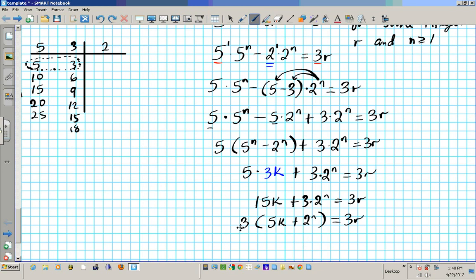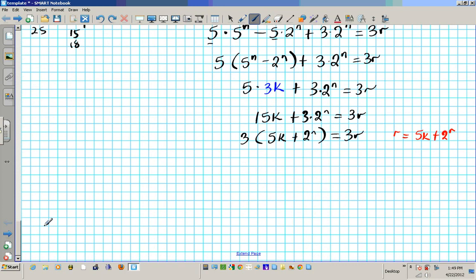Alright, if I divide both sides by 3, we can clearly see that r is equal to 5k plus 2 to the n. Okay, if I divide these two by 3, you see that this is equal to that. Okay, so let's make the obvious substitution, and we can wrap this up. We can just say that 3 to the r is equal to 3 to the r, which shows the inductive hypothesis, which shows our proof is correct, and then we're good.